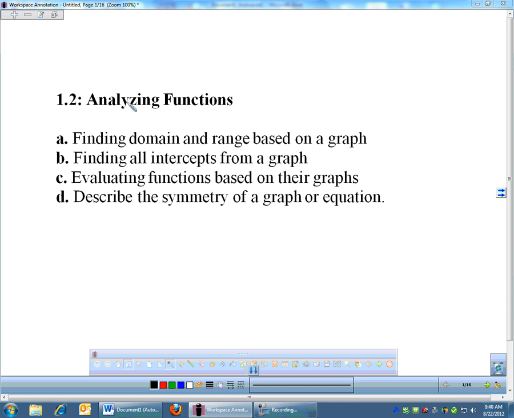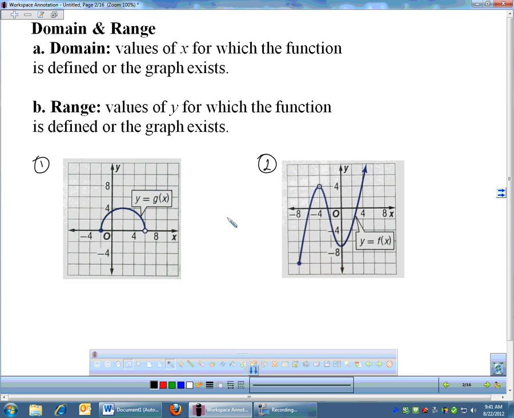This is analyzing functions, and most of it's based on a graph. I'm going to go back over domain and range, except here we're going to look at a graph instead of the equation. Let's see, finding all the intercepts, x and y intercepts, which we've already talked about, evaluating a function, which we've kind of talked about, and describing symmetry, which will be new. I'm not sure if you did in Algebra 2 or not.